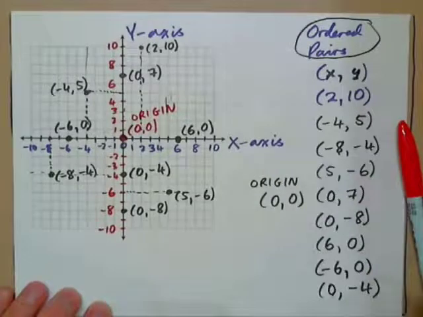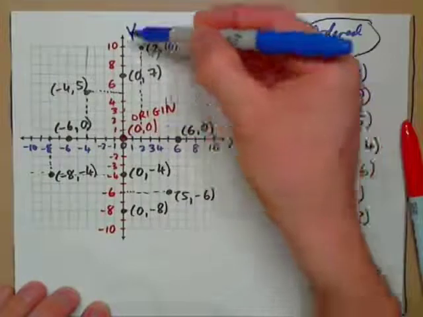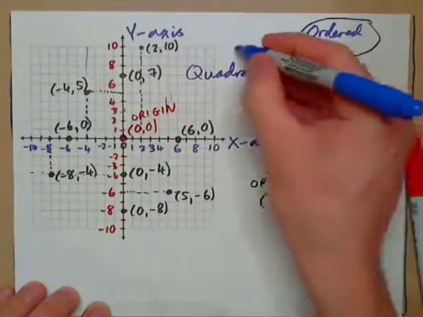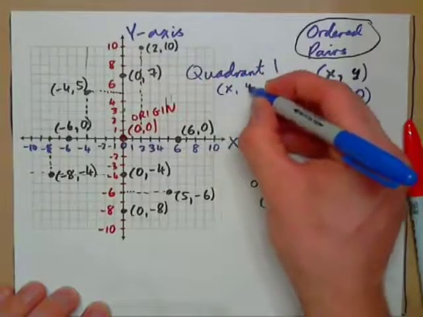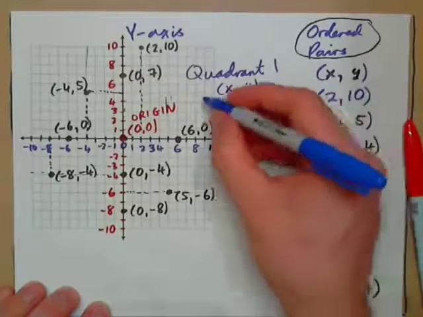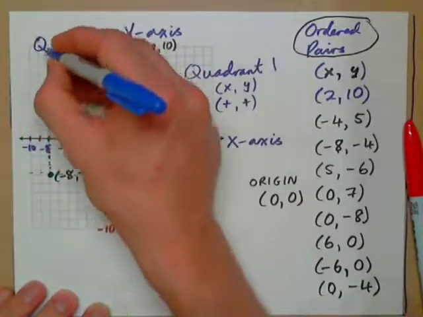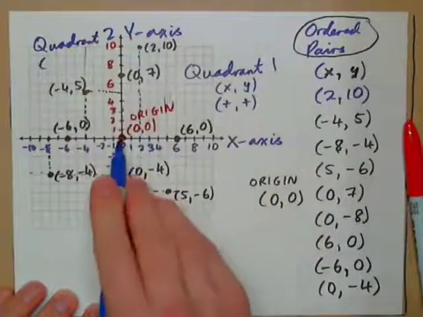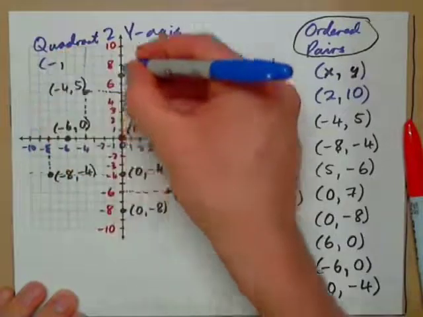Okay. Now, if you take this quarter part of it here, this is called quadrant 1. So this is where the x's are positive and the y's are positive, right? If you take this quarter part here, this is called quadrant 2. Quadrant 2 happens when the x values are negative, aren't they? And the y values are positive.